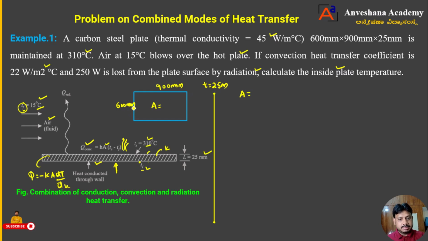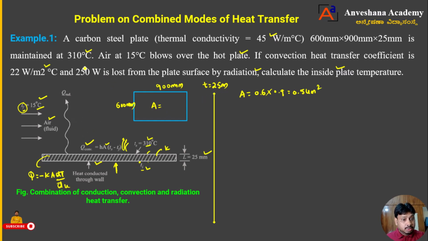Now it is 600 mm. I will convert it into meters, that is 600 divided by 1000. It becomes 0.6 meter, into, again, 900 divided by 1000, it becomes 0.9. So when we multiply, we are going to get 0.54 meter square. This is the area. Then thickness is 25 divided by 1000, you are going to get 0.025. That is the thickness. Okay, area is okay, fine.